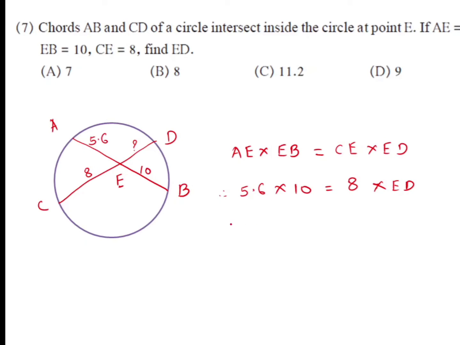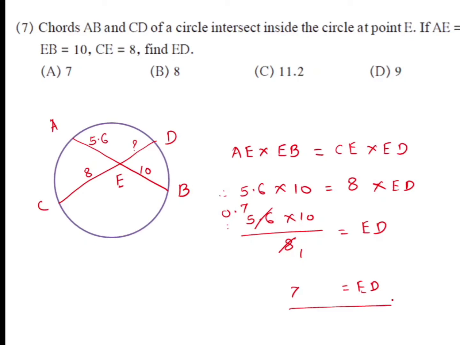If we take 8 to the left hand side, we will have 5.6 into 10 divided by 8, that is equal to ED. Now if we divide by 8, 8 ones are 8 and 8 times 0.7 is 5.6. So 0.7 into 10, that's 7, is equal to ED. That means ED is equal to 7. So this is the length of ED which is given at option A. So option A is the correct alternative.